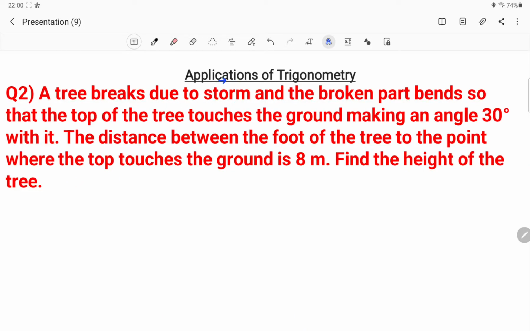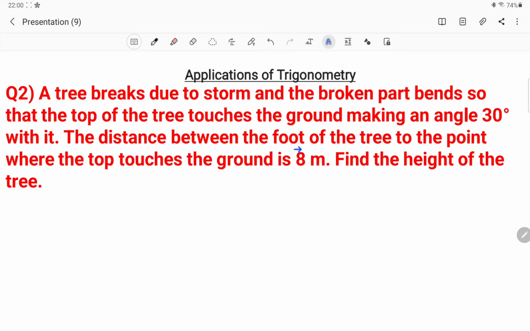We are looking at the exercise questions from the chapter Applications of Trigonometry. Here is the second question. A tree breaks due to a storm and the broken part bends so that the top of the tree touches the ground, making an angle of 30 degrees with it. A tree is breaking and it is making an angle of 30 degrees with the ground.